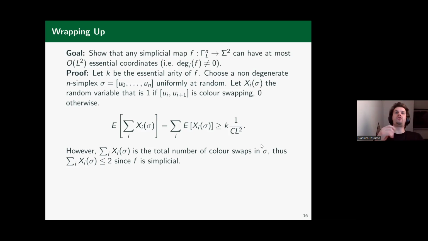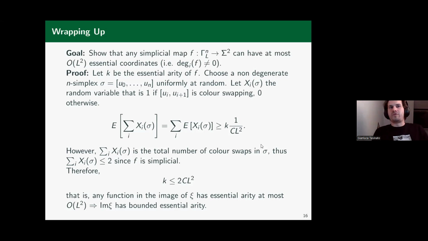At the same time, we know that F is a simplicial map. Therefore, no simplex has more than 2 color swapping edges, because it's a map into sigma 2. But this sum is exactly the total number of color swaps in the simplex sigma. Therefore, the value of this sum is hard bounded by 2, because it comes from a simplicial map. Therefore, 2 has to be bigger than k over CL squared, so k is smaller than 2 CL squared. And note that this does not depend on the dimension of the torus n. And we showed this for any function.